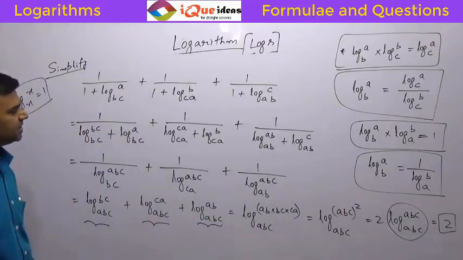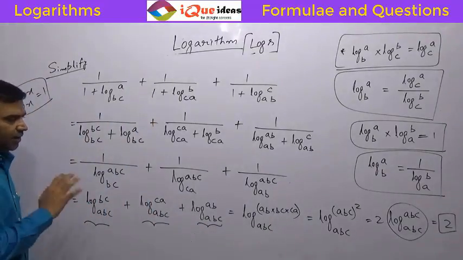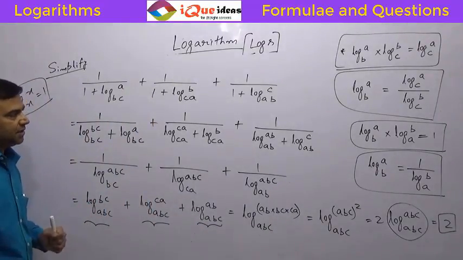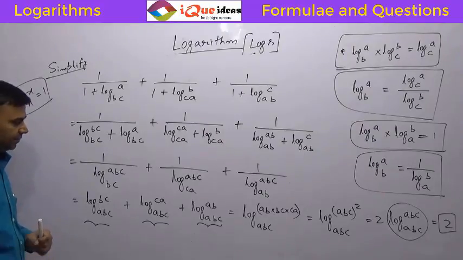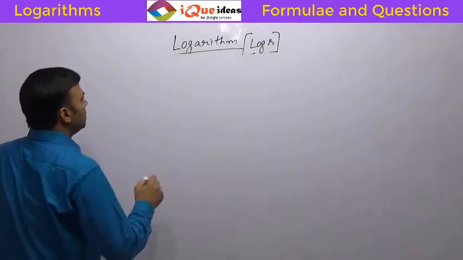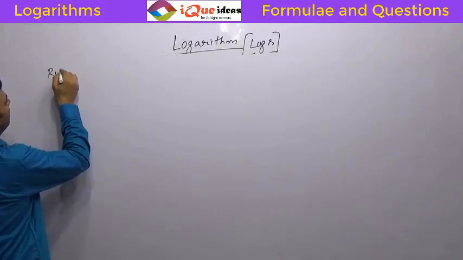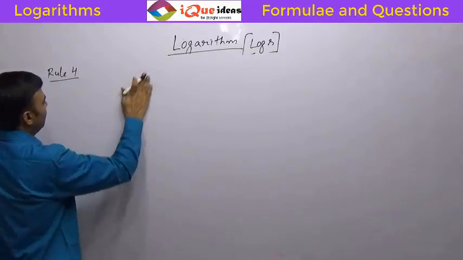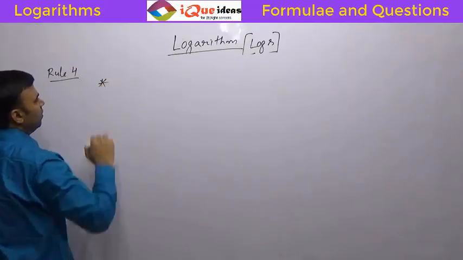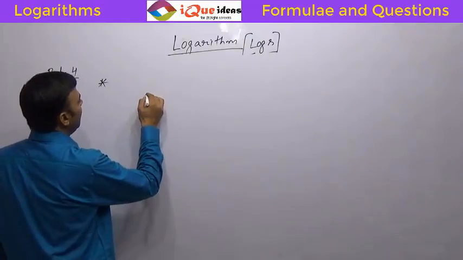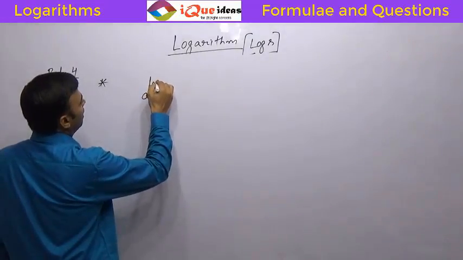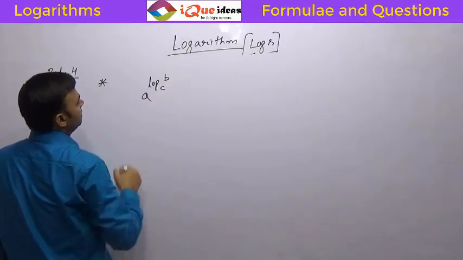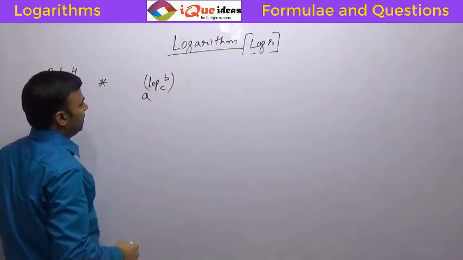So it's a long question, but it's an interesting one. Don't worry. It is just for the sake of practice that I have given this question. Note it down carefully. Now the last rule, rule 4. This is a very interesting rule. I'll directly give you the rule. Suppose we have a to the power log b to the base c. Please read it very carefully.